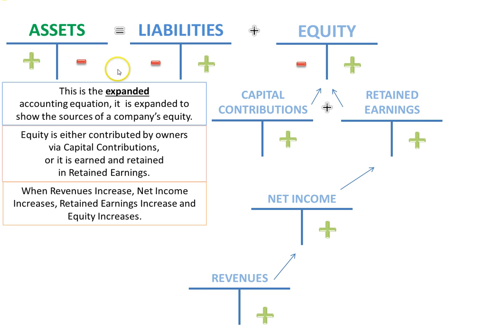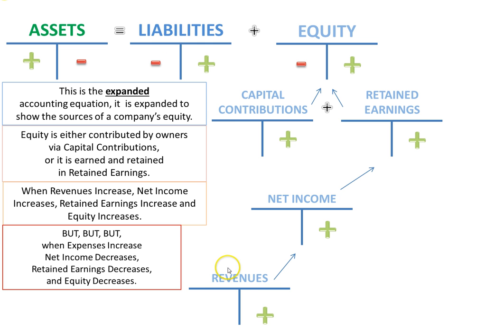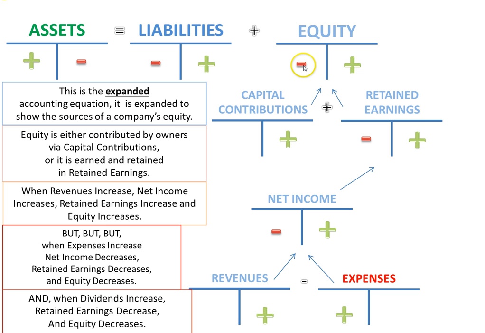In other words, how does the company obtain the assets? Either owners contribute it, or the company earns it, which belongs to owners, or they borrow the money. This is debt financing. But when expenses increase by recording debits, that debit will cause a decrease in net income. And that decrease in net income will cause a decrease in retained earnings, and that decrease in retained earnings will cause a decrease in equity.